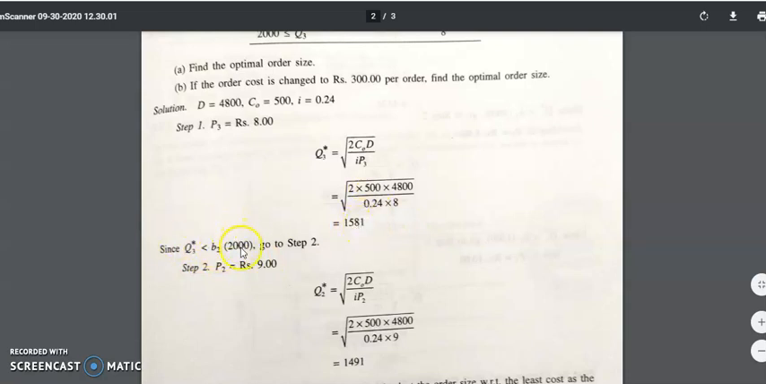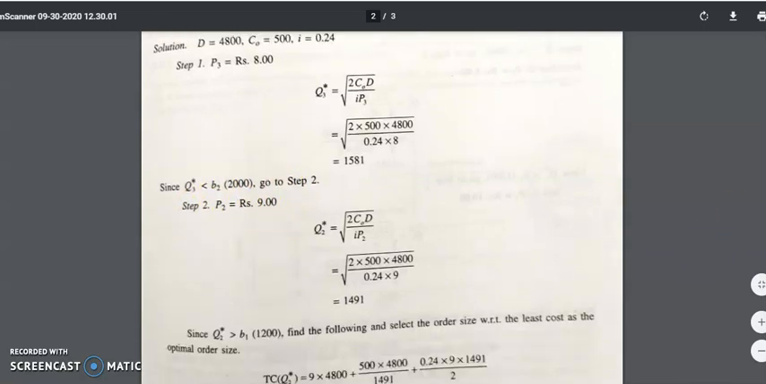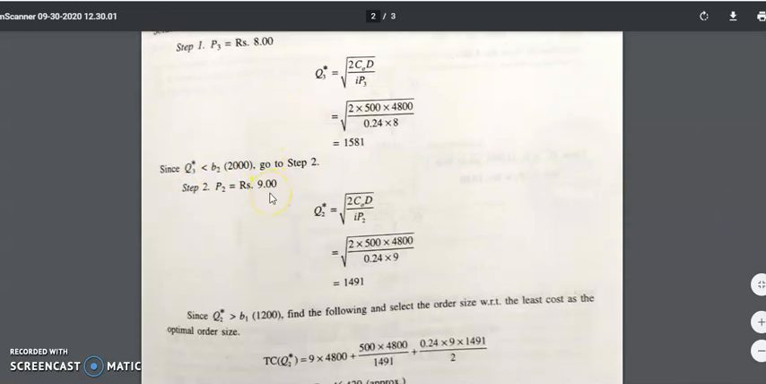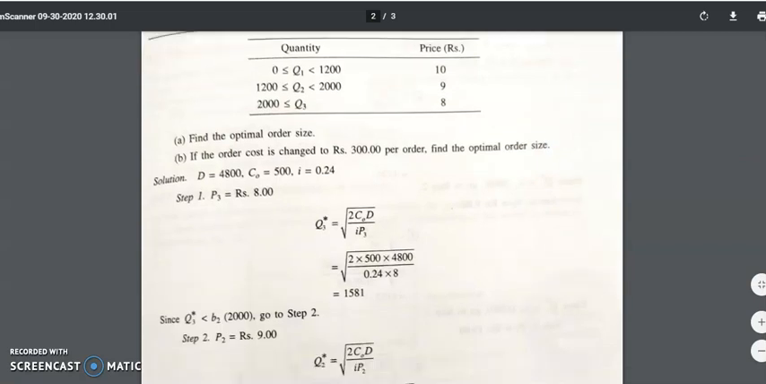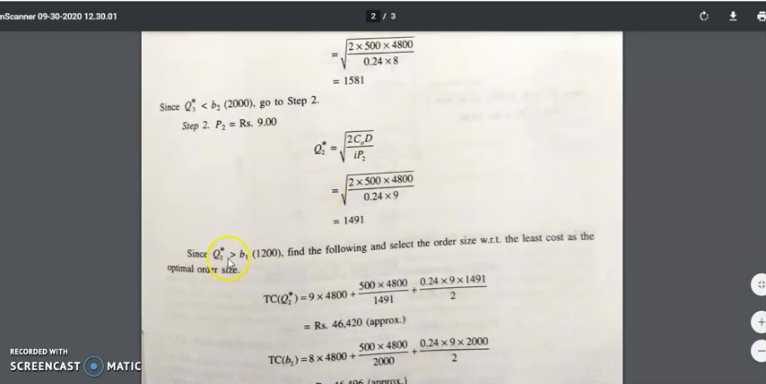1581 is less than 2000, which is the second price break. So we need to find out again with the price of the second break. P2, the per unit price, is 9, so you have to calculate again with rupees 9. In that case, you get 1491. But here if you see, it is higher than 1200. For this price break, Q2 should be more than 1200 and less than 2000. Exactly, that satisfies the criteria, where Q2 is more than 1200, which is 1491.